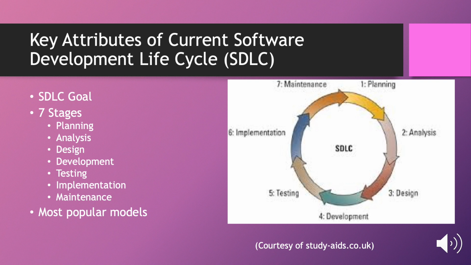The software development lifecycle has several key attributes. The image on the right shows a software development lifecycle. The goal of SDLC is to create the highest quality software in the least amount of time. The seven stages of the software development lifecycle are planning, analysis, design, development, testing, implementation, and maintenance. The stages of the software development lifecycle help ensure that the software meets the demands of the customers.